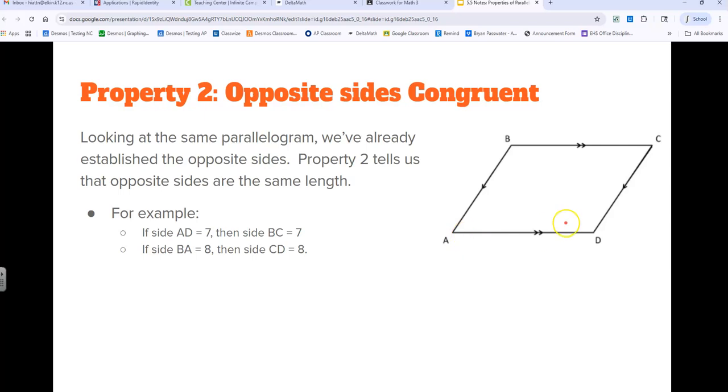So if I know AD right here is 7, then I know BC would also have to be 7. I'm not going to mark BA and CD because they don't look like they're 8. But the picture is not drawn to scale there. But they would be the same also.